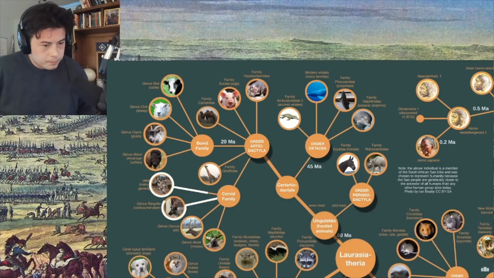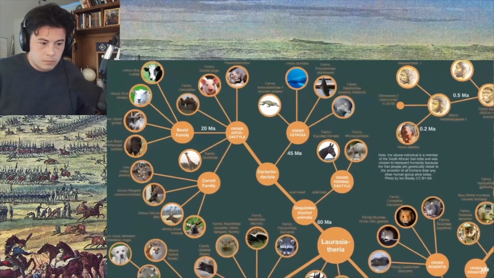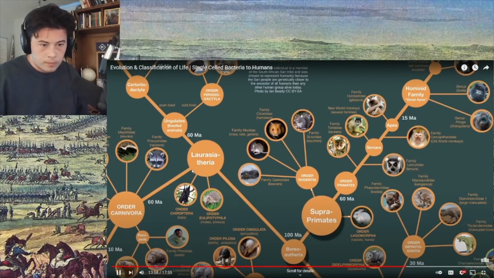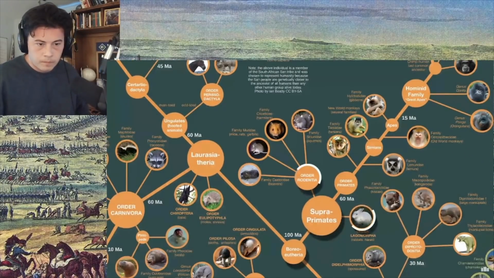Interestingly, dolphins and whales are also closely related to the artiodactyls. They evolved from land animals that eventually returned to the sea. Okay, let's look at the super primates. From the huge original super primates evolved rabbits and rodents, but also the earliest types of actual primates.